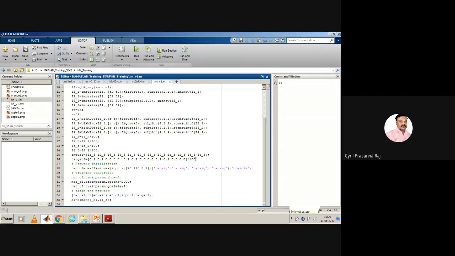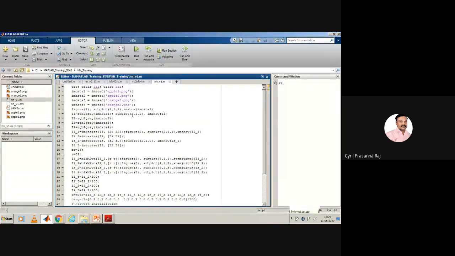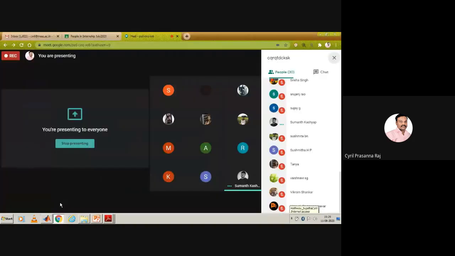The second point is that you increase the number of images now. Each image should have a different kind of orientation, different kinds of features, so that the network will try to learn all these features. Any other doubts? Any other queries?